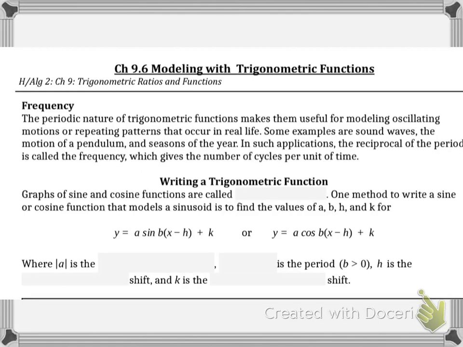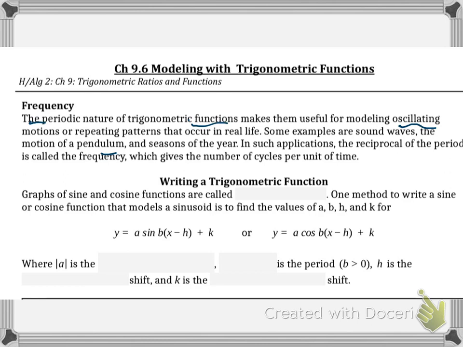9.6 has to deal with modeling with trigonometric functions. And so we need to know that, well, let's take a look at the word frequency. We know that the periodic nature of trig functions makes them useful for modeling oscillating motions or repeating patterns that occur in real life. So some examples of these are sound waves, the motion of a pendulum, and seasons of the year. In such applications, the reciprocal of the period is called the frequency.